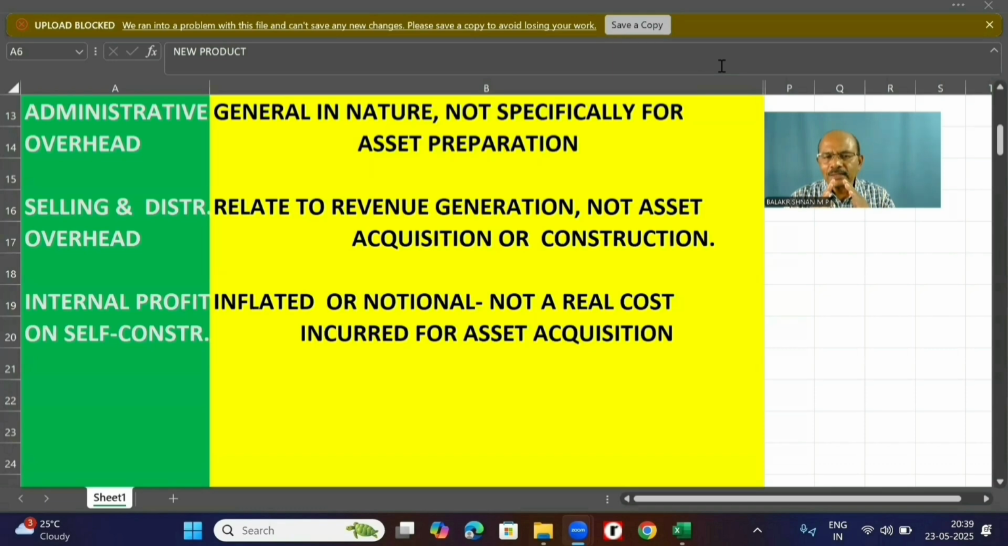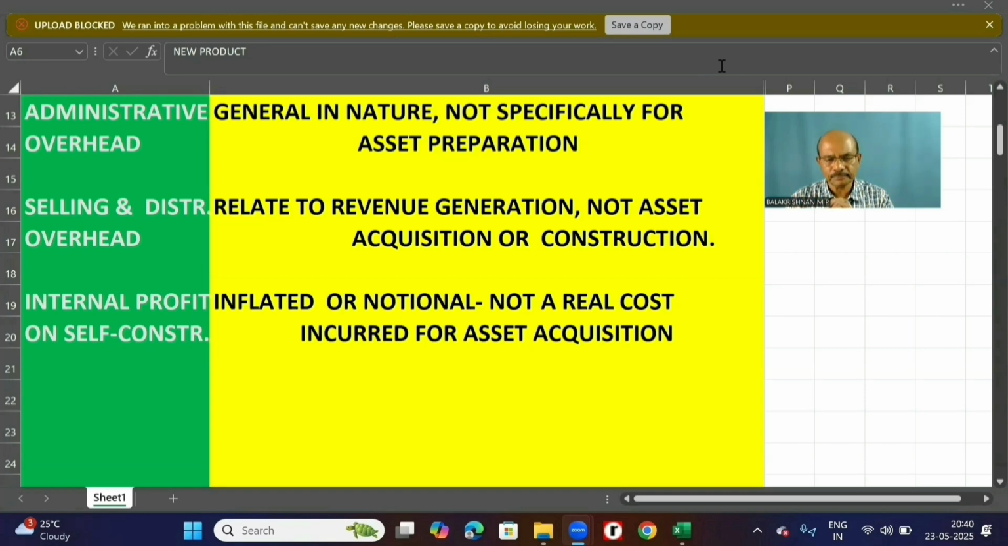So now it's clear. Directly attributable means directly contributing to the physical asset's readiness for use and not to the business's ability to sell or distribute goods. If the cost is about making it work, include it. If it is about making it sell, expense it.